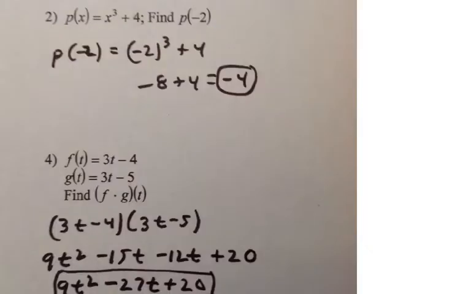Number 2, again, it says p of negative 2, so I plugged in the negative 2. If you do it correctly, you get negative 4. On number 4, notice right there it says f dot g, which is f times g. So I had to do the distributive property. Hopefully you guys still can do your distributive property correctly. Pause the video if you need to.